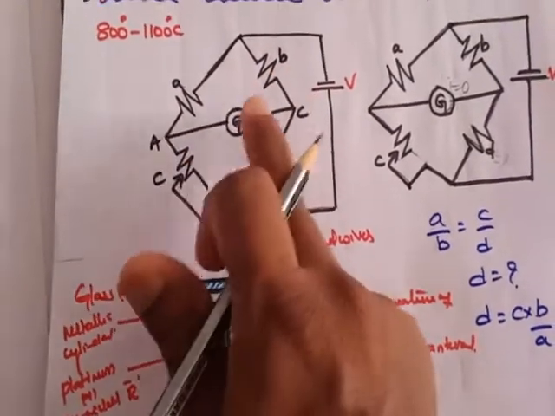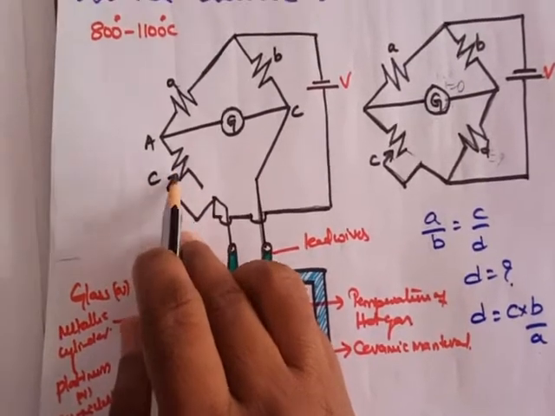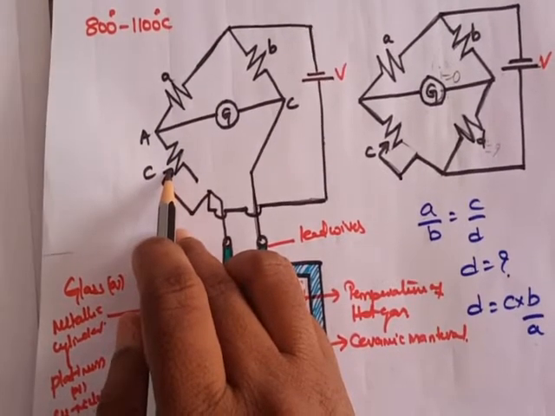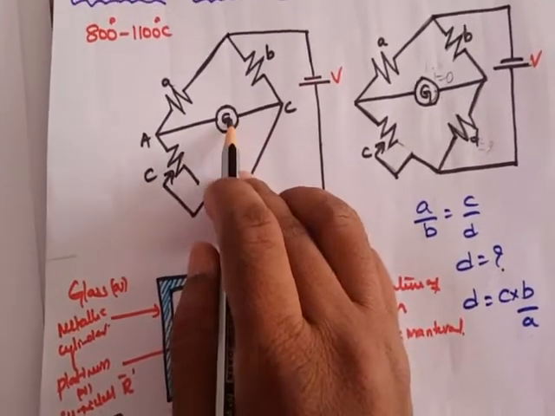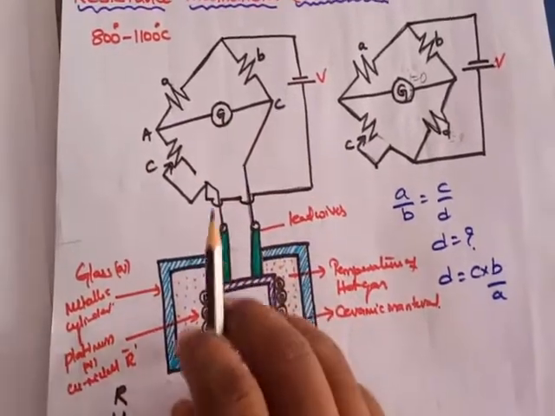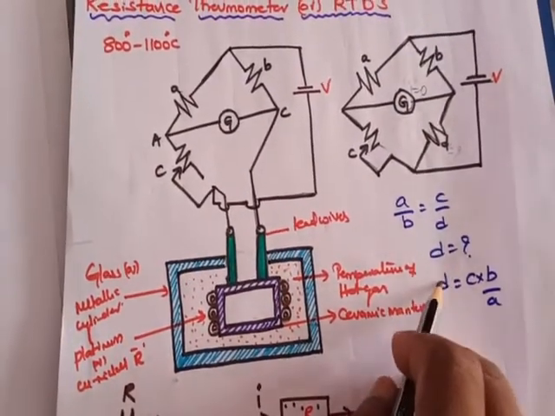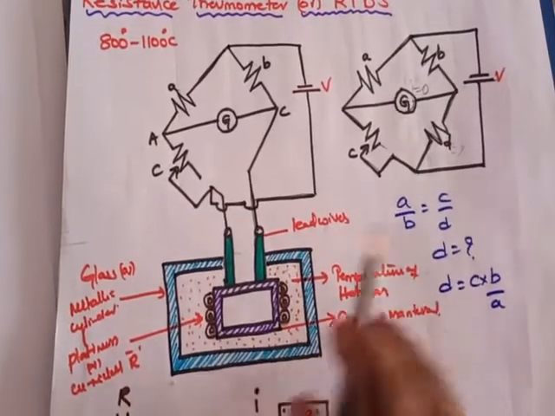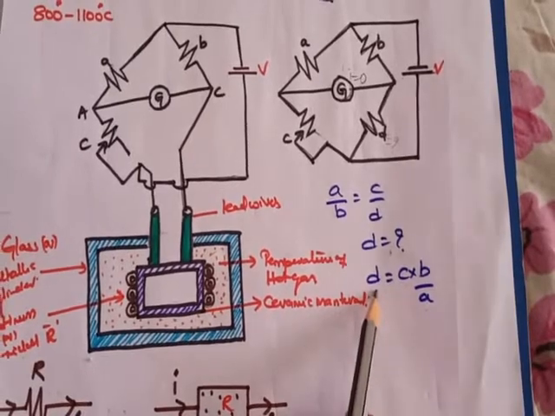In order to make the bridge balanced, we adjust the value of resistor C in such a way that the galvanometer shows zero deflection. At the point where it shows zero deflection, from that we can find out the value of D, that is the measurement of the unknown resistance. From this formula you can find out the value of the unknown resistance.